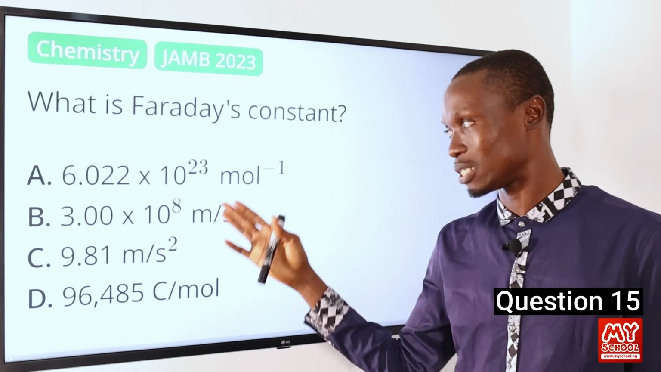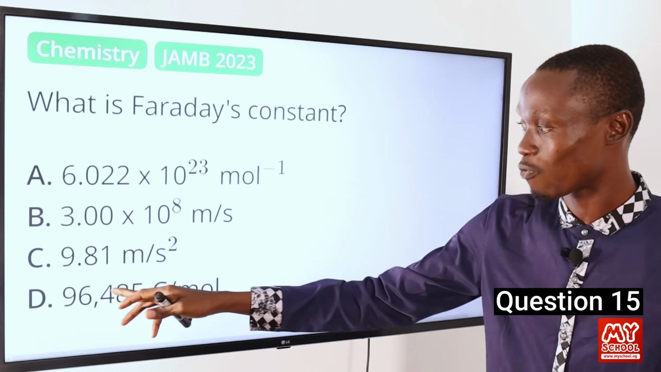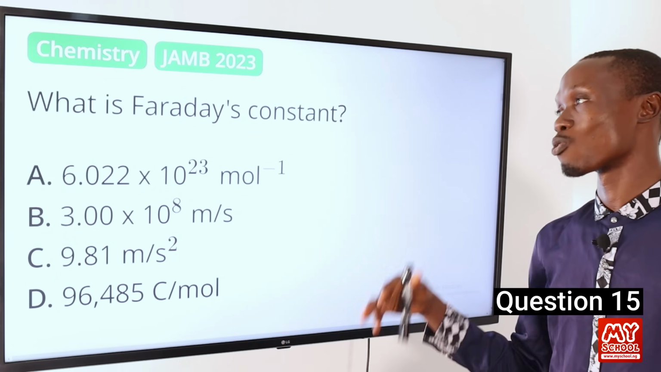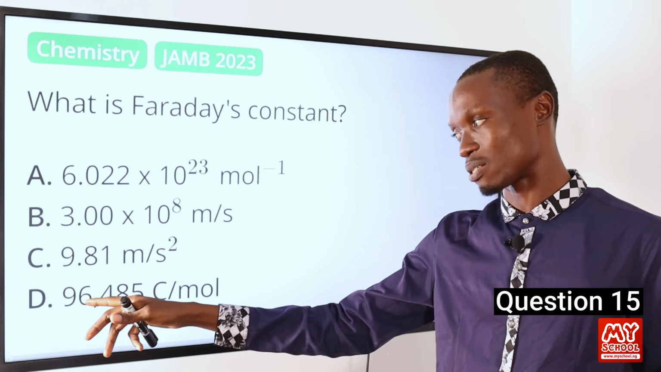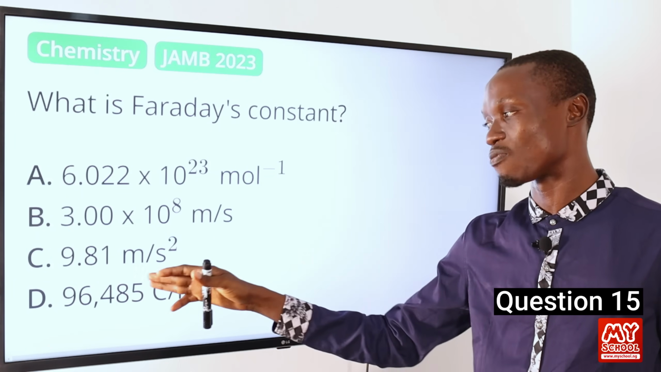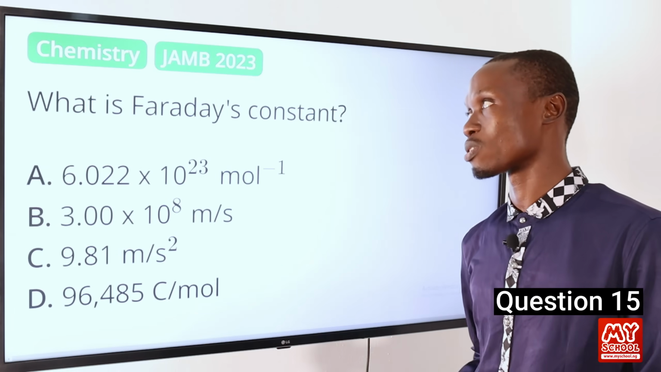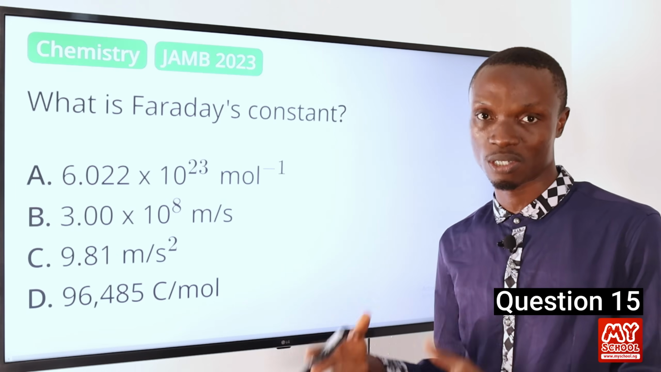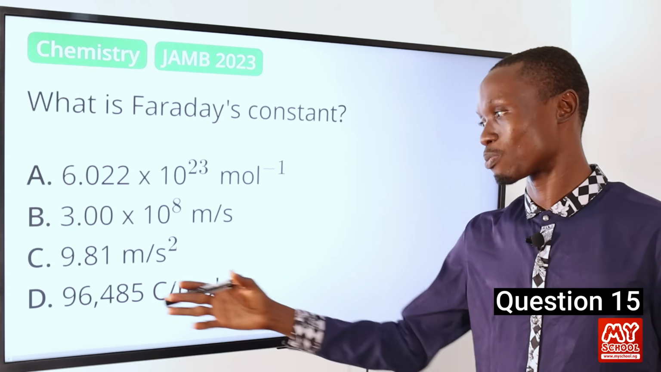That leaves us with option D, which is 96,485 coulombs per mole. Faraday's constant is equal to 96,485 coulombs per mole. What is Faraday's constant? It simply corresponds to the amount of electricity that can be carried by 1 mole of electrons. So option D is the correct option.